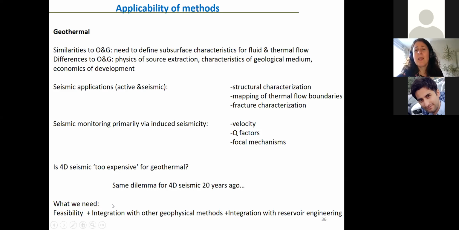So I think what we need to do to get oil and gas on the geothermal exploration projects is to really work on feasibility studies and also look at integrating 4D seismic with other geophysical methods that are very sensitive to thermal properties. And finally, look at the integration with reservoir engineering.